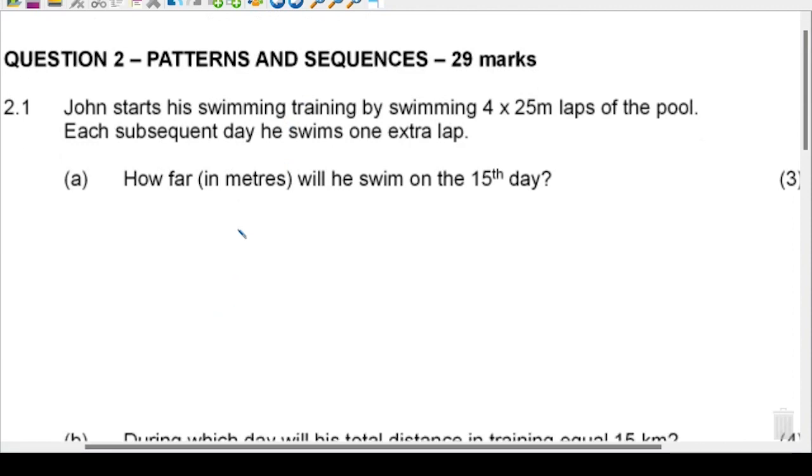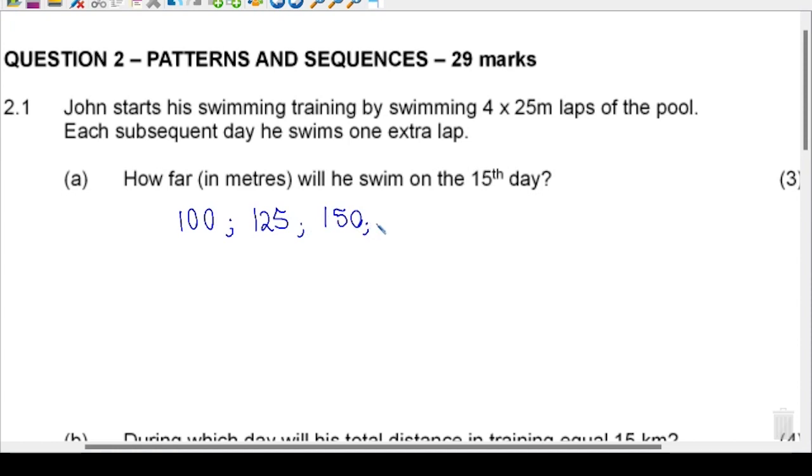So the first one here talks about John starting his swimming training. He swims 4 lots of 25 meters. That's 100 meters. On the first day, he swims 100 meters. Right, 4 times 25, 100. The next day, he swims 1 additional lap. All right, so that's going to be 125 meters. On the next day, he swims another additional lap. That's going to be 150 meters.